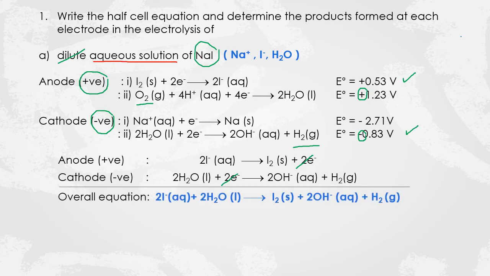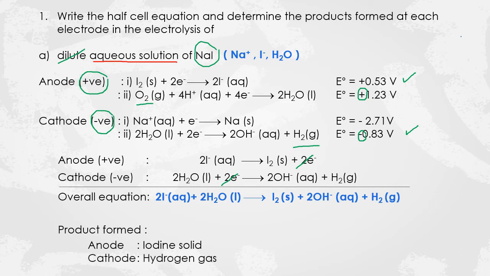Lastly, we're going to get the overall equation that consists of 2I- aqueous state plus 2H2O liquid state to give I2 in solid state plus 2OH- in aqueous state and hydrogen gas. So you need to mention the products formed by having the species mentioned. Products formed at anode is going to be iodine solid, while products formed at the cathode is going to be hydrogen gas, as suggested from these half-cell equations.